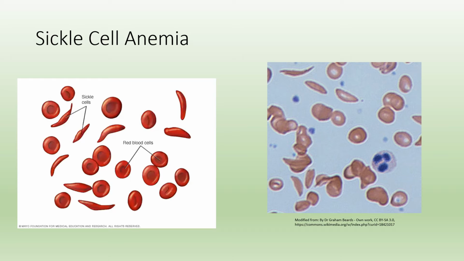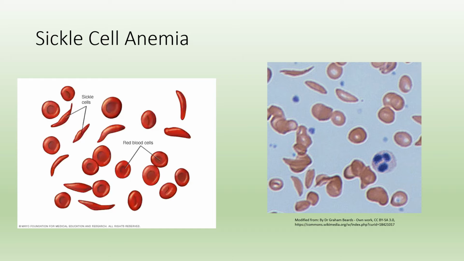Sickle cell gets its name because when the hemoglobin is the wrong shape in sickle cell anemia, it causes the red blood cells to be the wrong shape. And you can see these are called sickle cells because the shape is like a sickle, which is a farming utensil that has a curved cutting blade on the end.